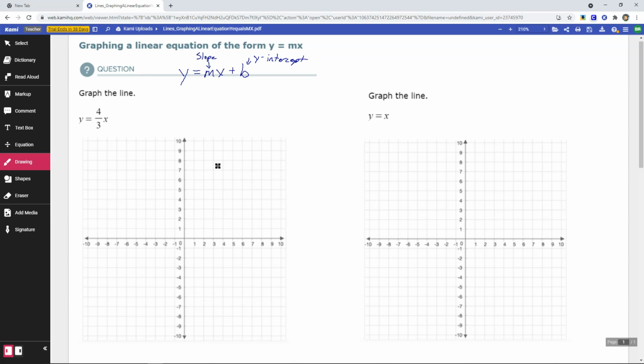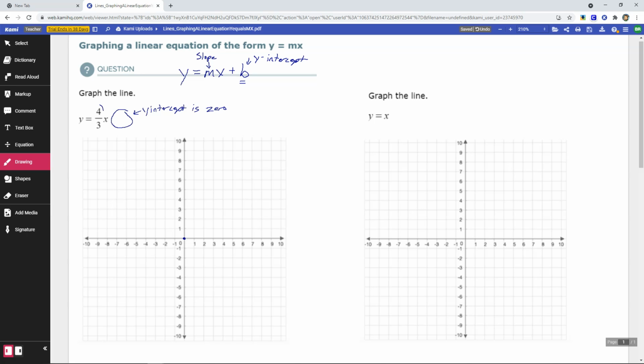where the line crosses the y-axis. Notice that we don't have a b. So if there is no b, then that means that our y-intercept is 0. So we know that this graph will cross the y-axis at 0. So in other words, it crosses right here at the origin.